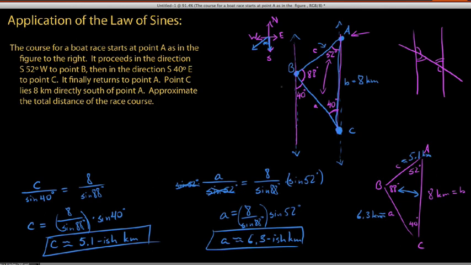And last but not least, we wanted to approximate the distance around the race course, so we need to sum all of these and find the perimeter. So we say 8 plus 6 is 14 plus 5 is 19, and then 19 plus 30 cents plus a dime, if you're in the United States, is about 19.4. So the perimeter of this race course is approximately 19.4 km.